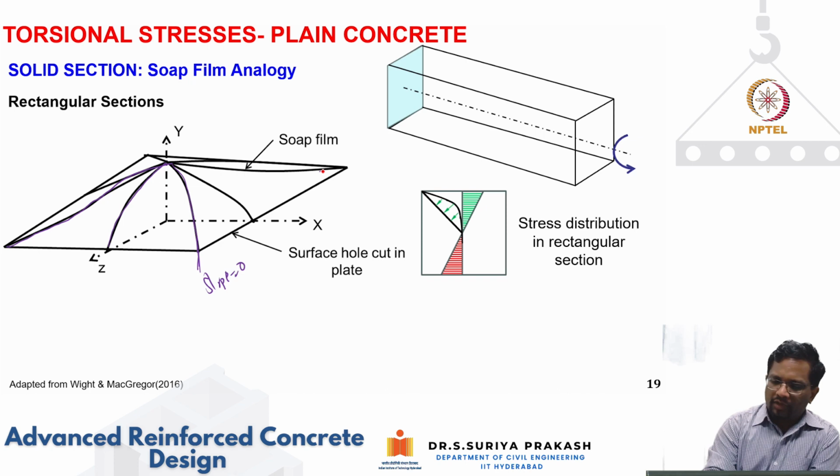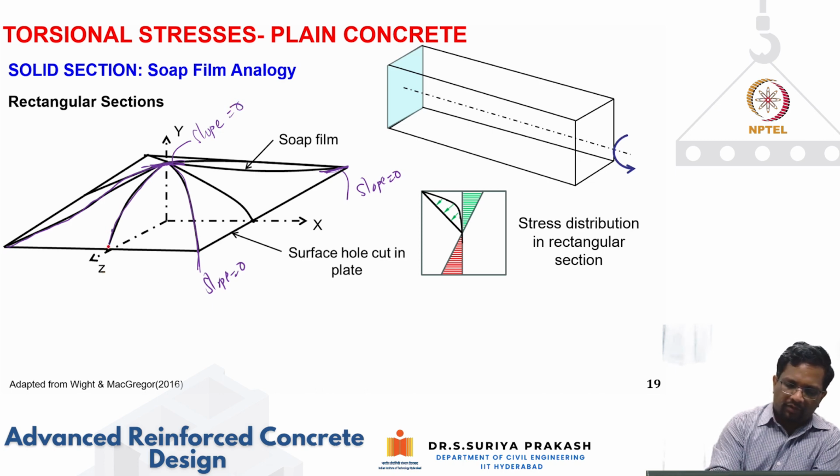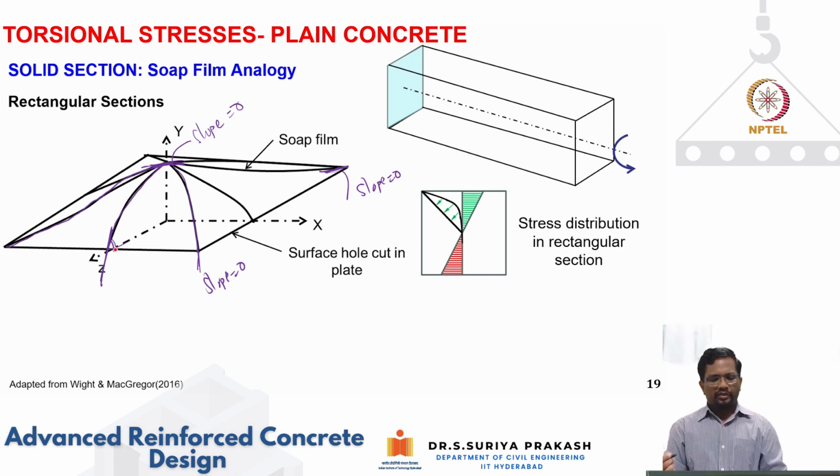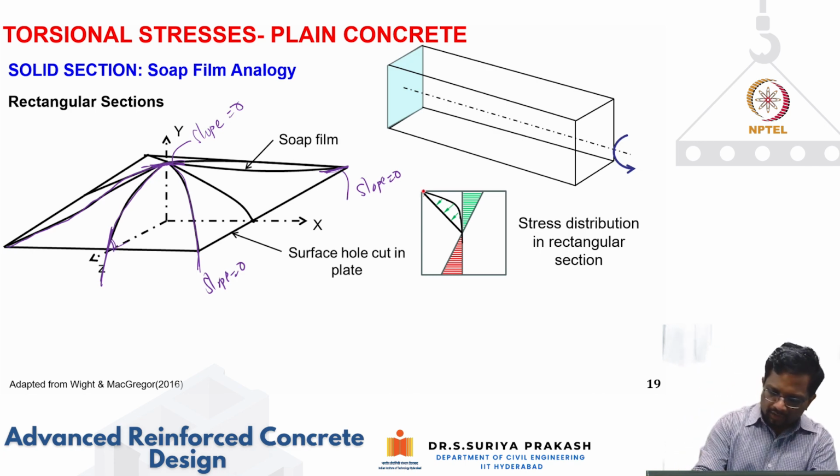Similarly, this location also the slope is 0, and at this location, at the top, you will find that the slope is 0. However, if I look at this location, the slope is maximum. So that is exactly what it is giving. If I look at the corner, I'm going to get 0 shear stress here, and then the maximum will be somewhere in between. Again, it will become 0.